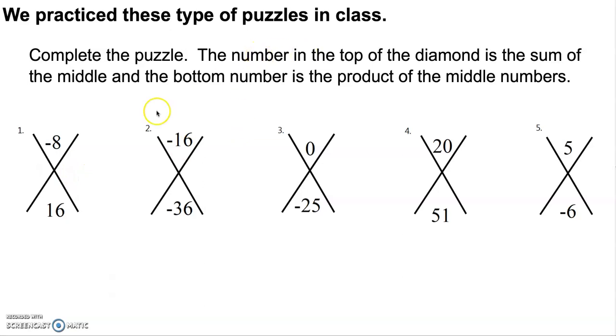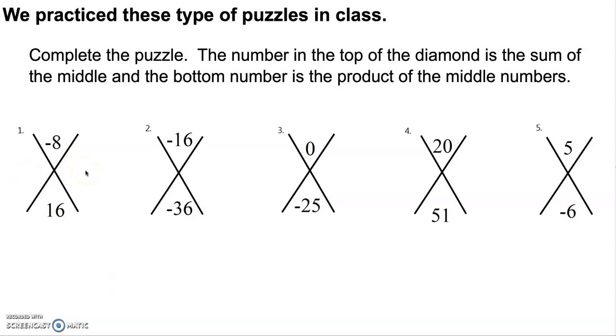The number in the top of the diamond is what the two sides add to. The bottom number is what the two sides multiply to. It's the product. So we have to figure out what these two numbers are.